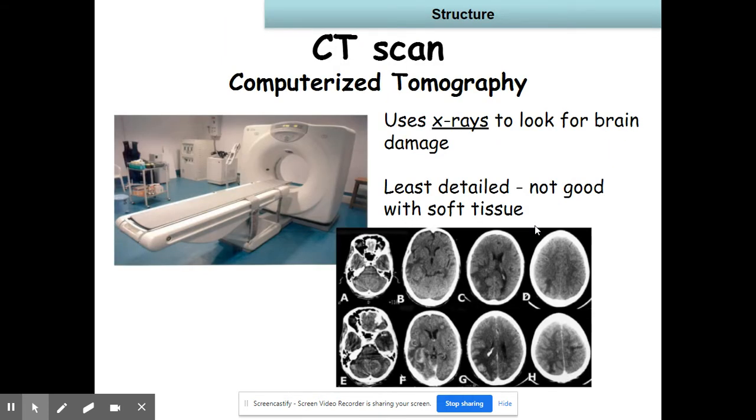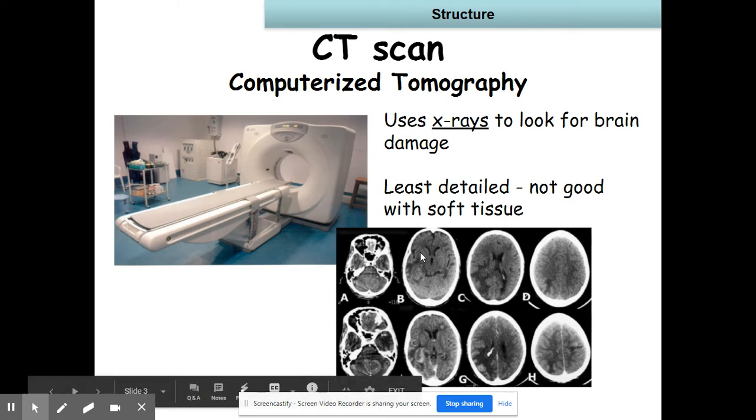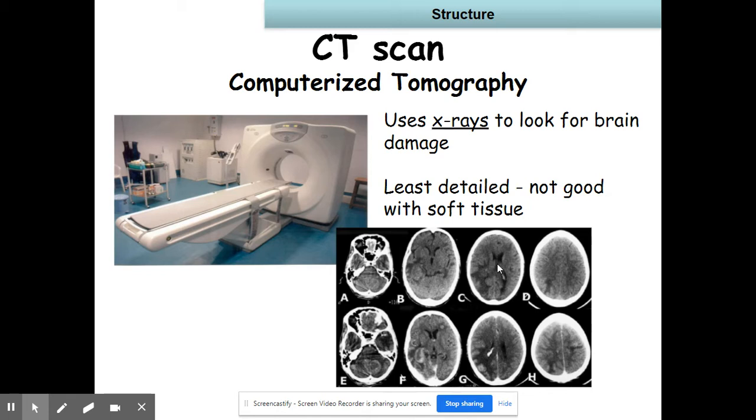So the least detailed, the least effective of these types of brain scans is what is called a CAT scan or a CT scan, computerized tomography, mapping the brain using a computer. Right? These have been around for a long time. They're not used quite as much anymore because of radiation and because they're not as detailed.